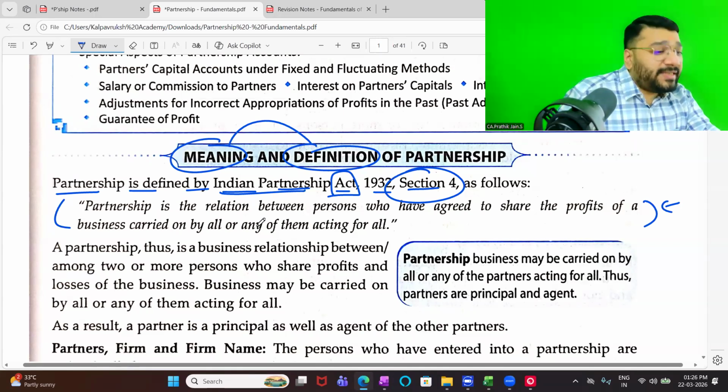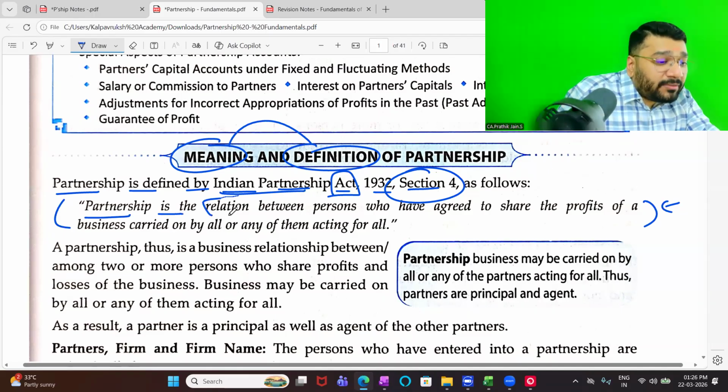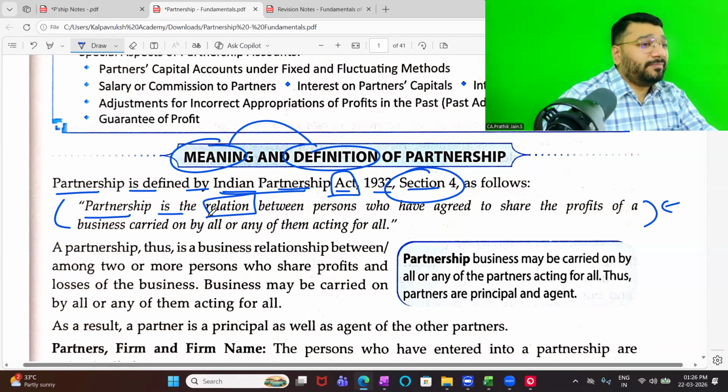Now, what does this definition say? Partnership is relation. Sir, in exam, can I write relationship and come?